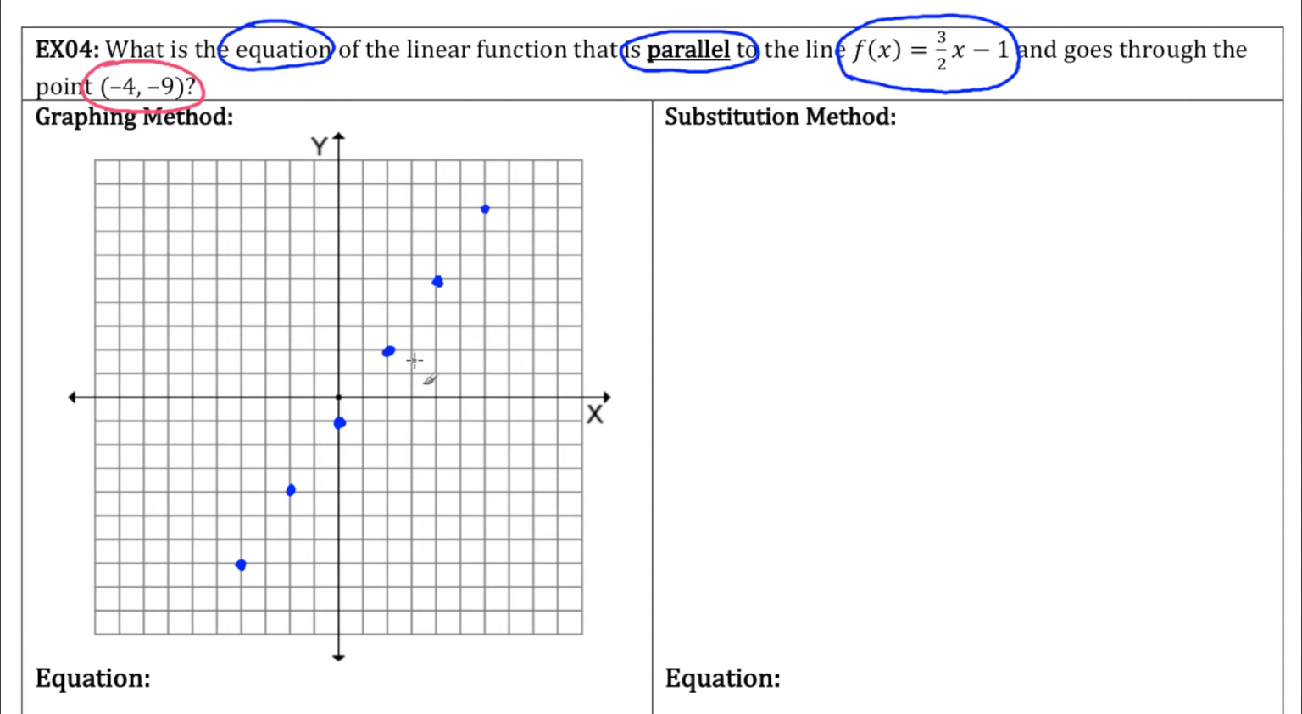I'm going to leave this like this for now, because if I try to draw the line, it might not look parallel. So I want this other one to go through -4, -9. It needs to be parallel. It needs to never touch or cross this line. So it needs this 3/2. Up 3, right 2, up 3, right 2, and so on and so forth.